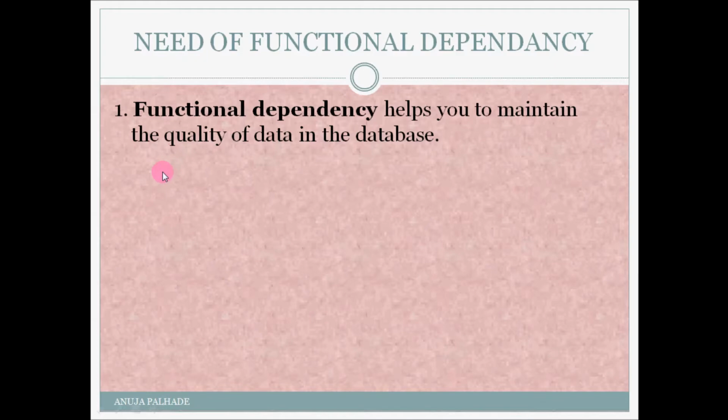So let's start with the first need: functional dependency helps you to maintain the quality of data in a database. The quality of data is obviously going to increase if we find out the dependencies in the database. You know very well that functional dependency is a very important topic of normalization, and why are we doing normalization? Just to increase the quality of data in the database.